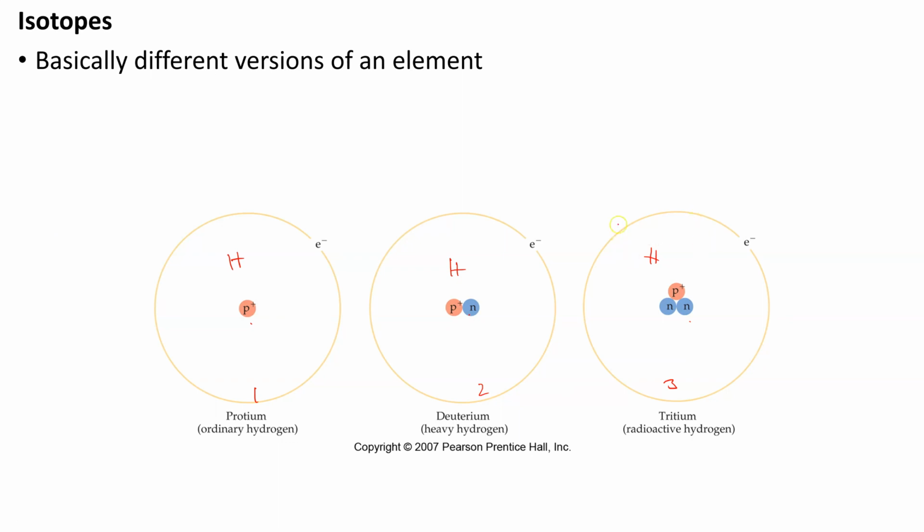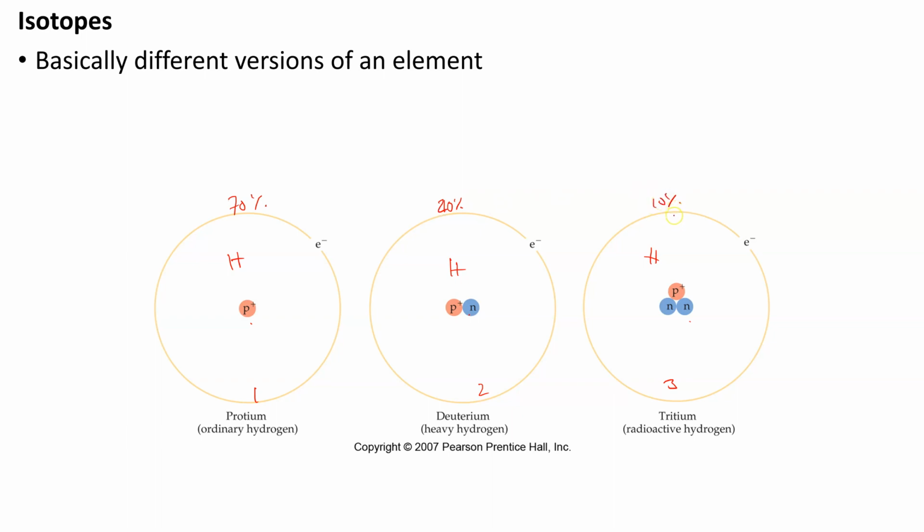I should say one more thing before we step away from this page. The reason that the mass in the periodic table is a decimal is because they take the abundance, how common it is in nature. Let's just say that 70% of all hydrogen is this, 20% is this, and 10% is this.